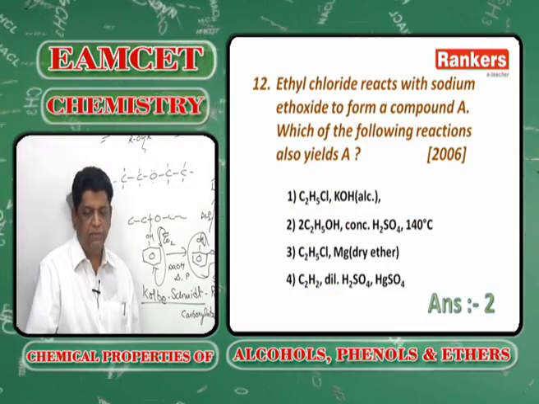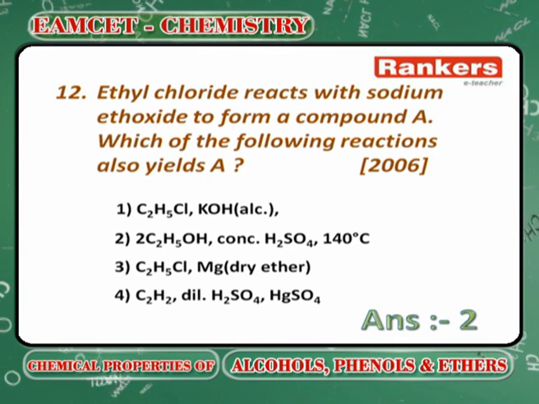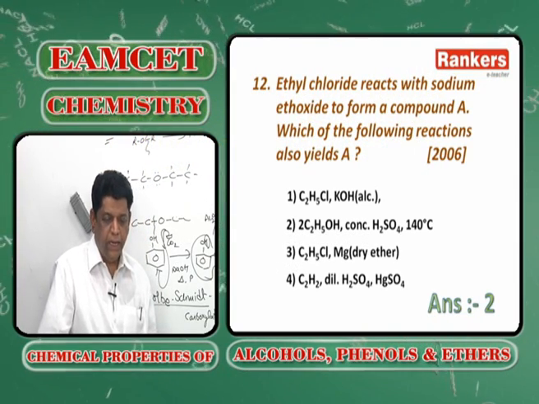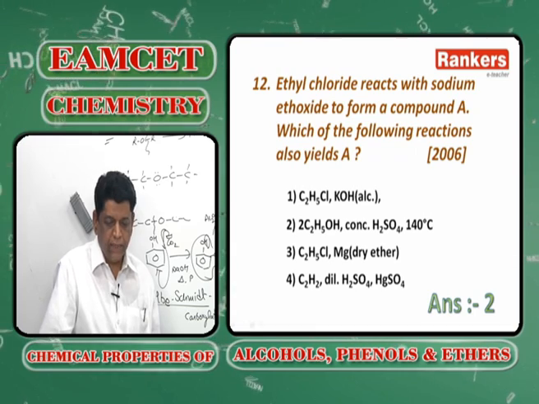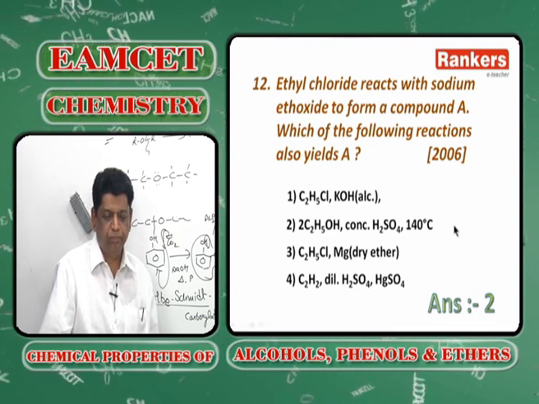Ethyl chloride reacts with sodium ethoxide to form a compound A. Ethyl chloride with sodium ethoxide means it is a Williamson synthesis. An ether is formed, so A is an ether. The answer is 2 here. Ethanol and sulfuric acid is the requirement.